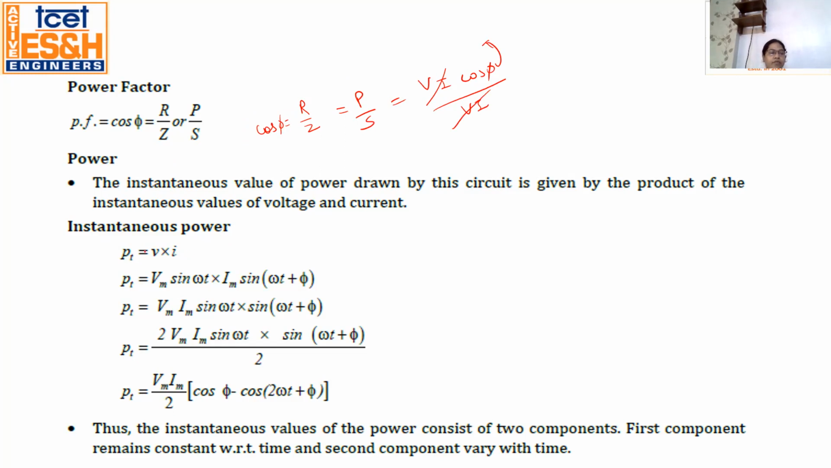Now instantaneous power. Again, we multiply the instantaneous voltage and instantaneous current. Write down the formula of instantaneous voltage and current: Vm sin omega t, Im sin omega t. So here, Vm Im sin omega t multiplied by sin omega t plus phi. Now multiply and divide by 2, and you will get this equation. This is the total instantaneous power across the RC series circuit: Vm Im by 2 multiplied by cos phi minus cos of 2 omega t plus phi.